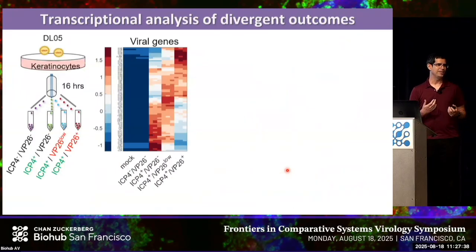We can take these out, and we can do RNA sequencing of this different subpopulation. These are all the viral genes. As I said, herpes viruses have a lot. We have more than 100. This is sort of what you would expect.